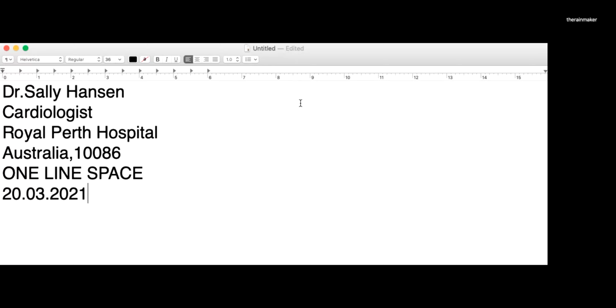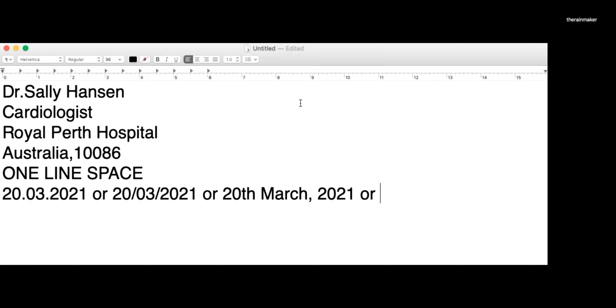This one in particular, I've used dot format. You can use slash format, for example, 20/03/2021. Or you can write it in the full British version, 20th March 2021. I'm terrible at typing, I'm sorry. You could even keep it short, simple and straightforward, 20 MAR 2021. You can do that as well. So it is completely your choice. You do whatever you have to do. It is up to you which format you choose.